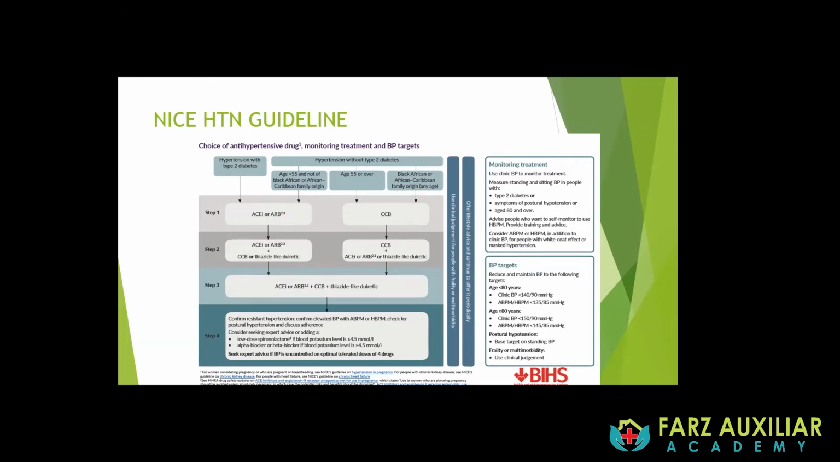Here you have three choices. Either you add spironolactone, depending on the potassium. If the potassium is on the higher side, you don't want to add spironolactone. You add either an alpha blocker or a beta blocker. So the second topic bundle is, do we understand the NICE hypertension guideline?